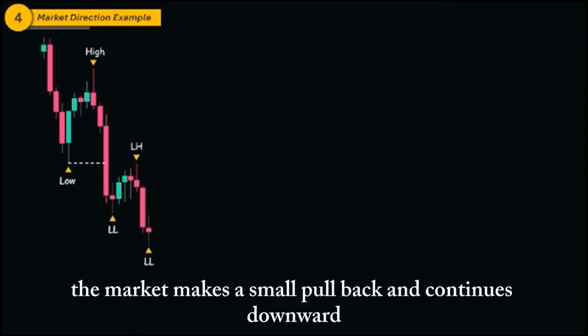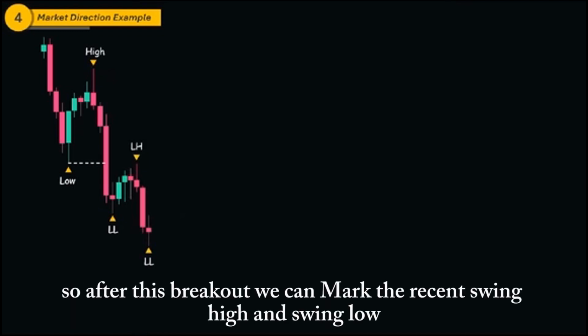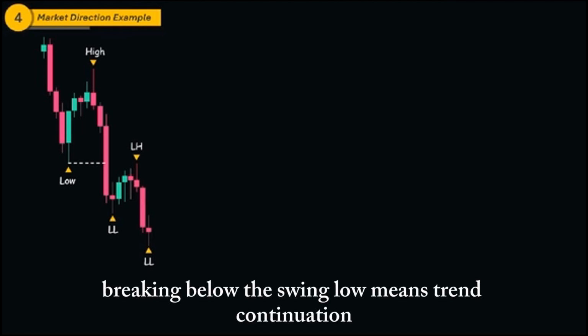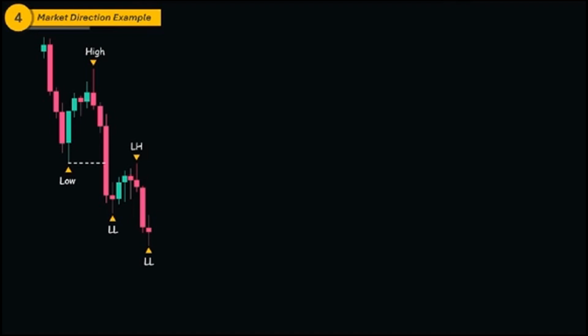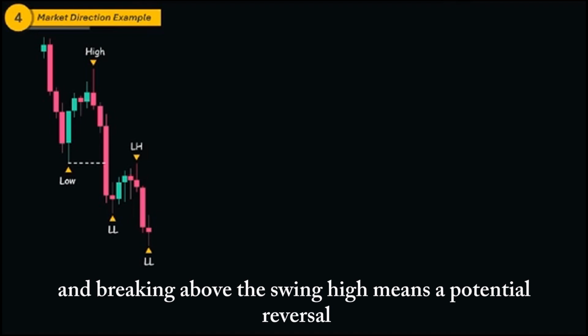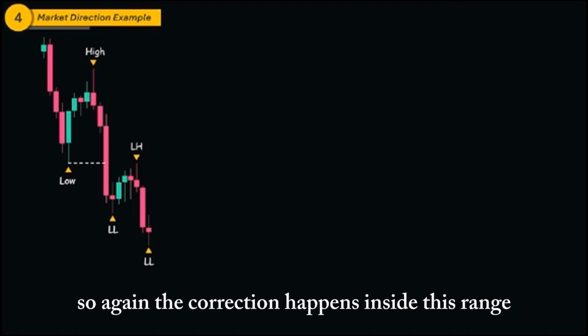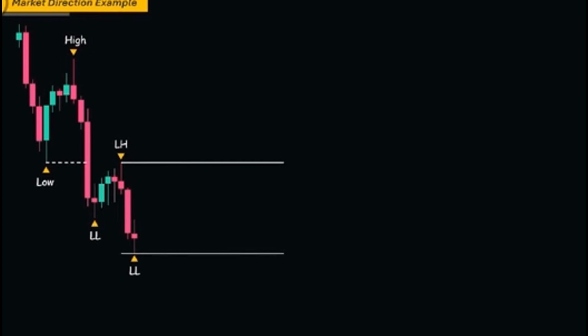The market makes a small pullback and continues downward. So after this breakout, we can mark the recent swing high and swing low. Breaking below the swing low means trend continuation, and breaking above the swing high means a potential reversal. So again, the correction happens inside this range.